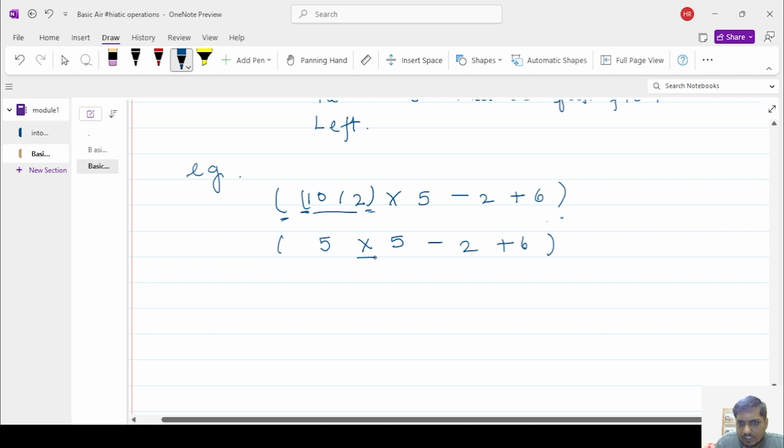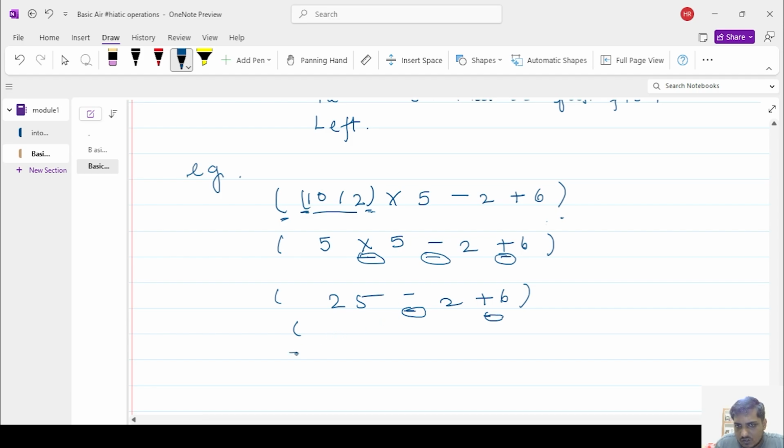Now see the priority of operations. The priority is multiply, then minus and plus. So here the multiply comes: 5 times 5 is 25, minus 2 plus 6. Now in the operation, next minus and plus are here. So what will we perform? From the left side we see the minus is here. So 25 minus 2 is 23, and 23 plus 6 is 29. Here the answer is 29.